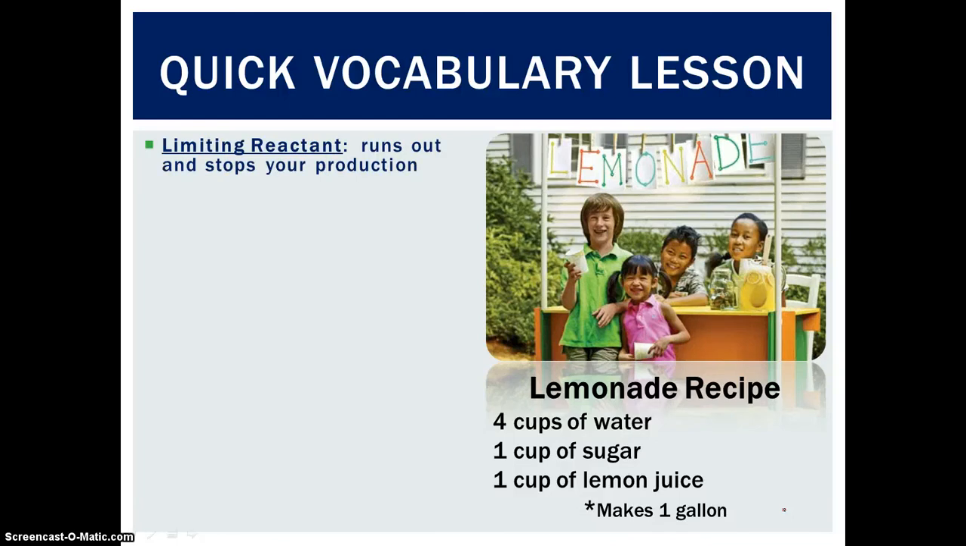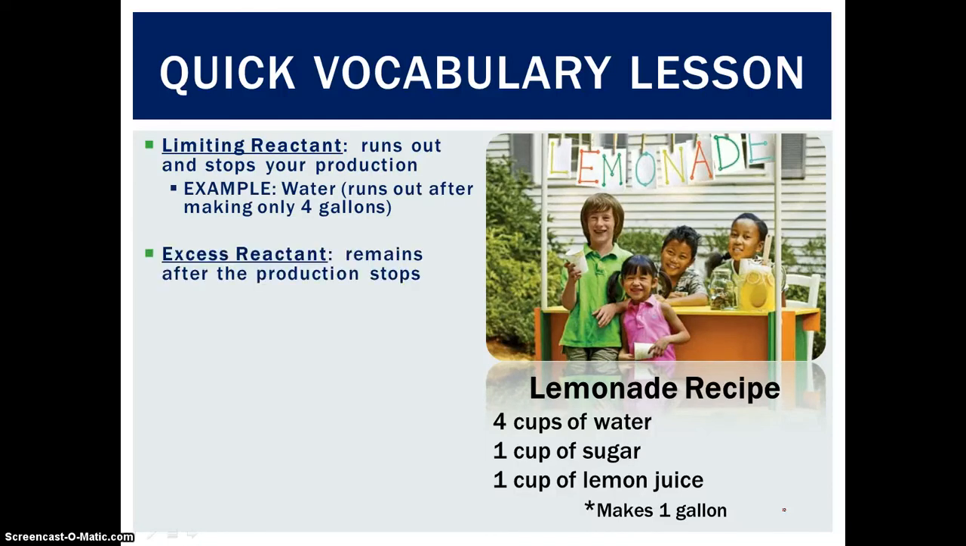The limiting reactant is the reactant that will run out and stop your production. In the case of this example, it was water. Water runs out after making only 4 gallons of lemonade. Next definition is excess reactant. It's whatever reactant is left over after the production stops. So you use up all of your limiting reactant and you have some excess left over. That's your sugar and your lemon juice.